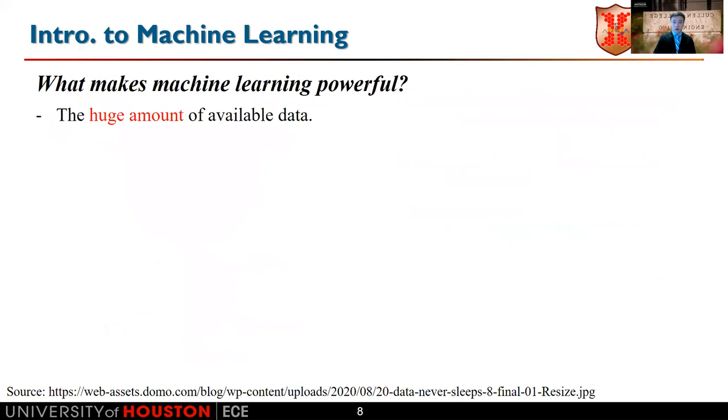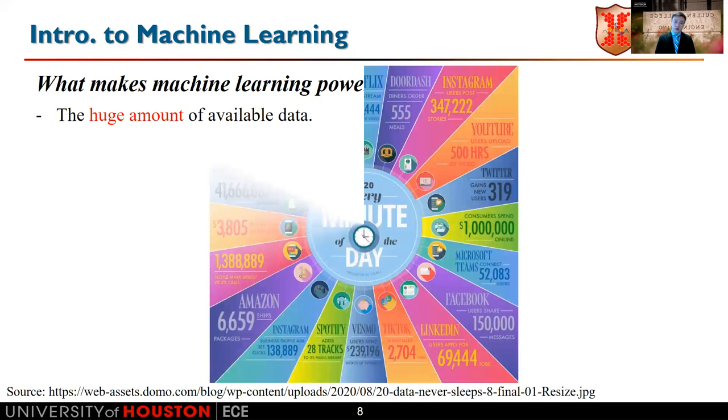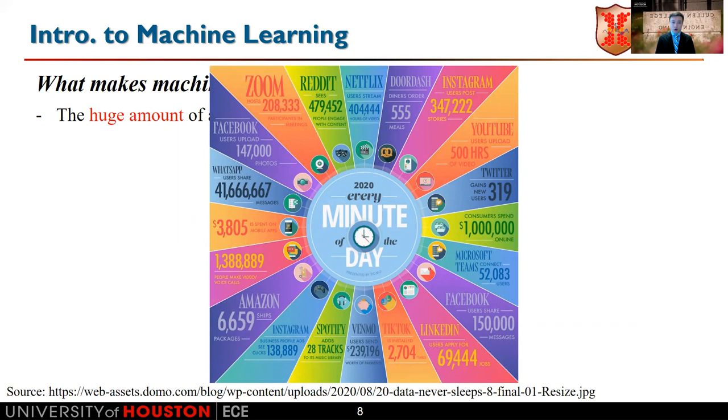So what makes machine learning so powerful? From the previous slides, we can see that no matter for unsupervised learning or supervised learning, both of them rely heavily on the data. Especially for supervised learning, it needs a lot of data to train the machine learning model. In the era of information explosion, we have more and more available data sets, and this contributes to the prosperity of machine learning applications. For example, we have 150,000 Facebook posts every minute, and we have 200,000 Zoom posts every 60 seconds. This huge amount of data benefits the flourishment of machine learning applications.